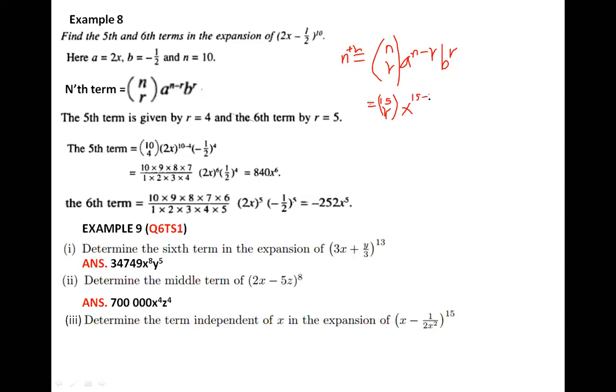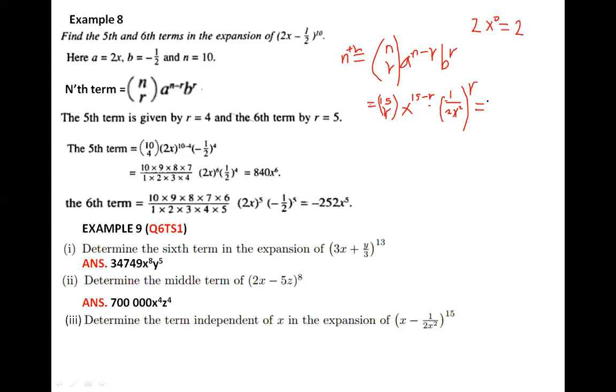I don't know my r, and then I'll multiply everything with negative 1 over 2x squared, raised to r. So in short, if they ask you to find the term independent of x, they are simply asking you to find the term that has no variable x. Any term with x to the power 0 is just the same as 1.